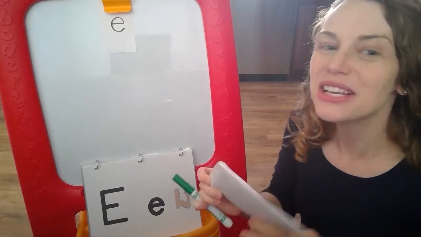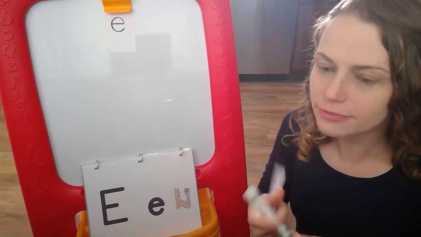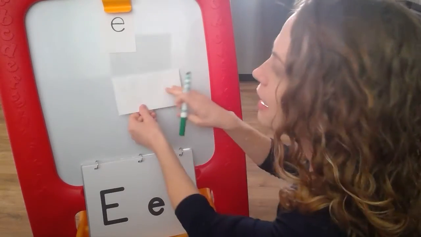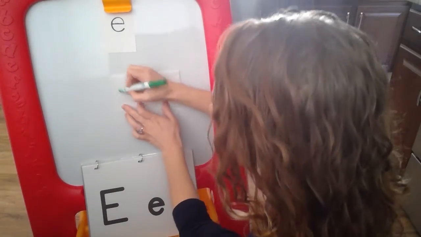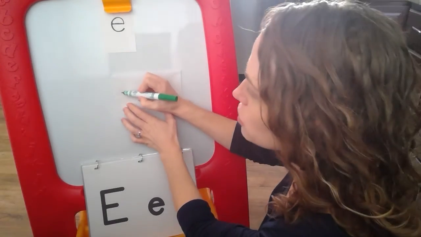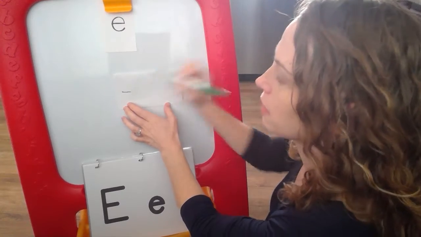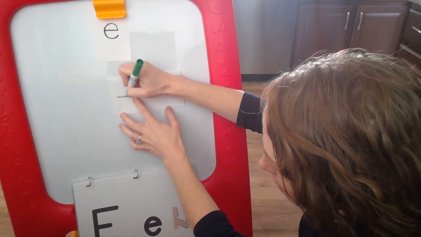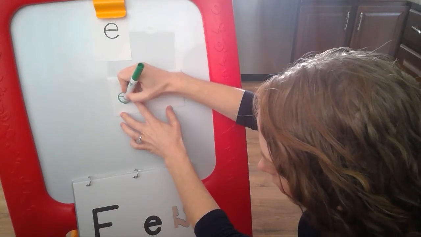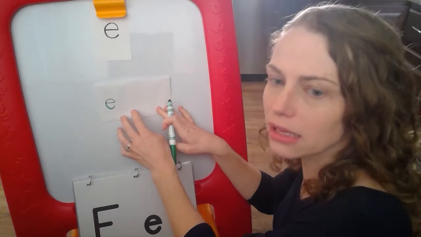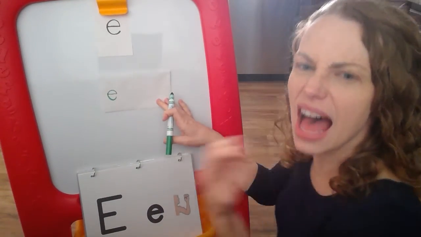Are you ready? So you'll grab a color. And to do my E, I'm going to start in the middle. Okay, and I'm going to go straight out like that. And then I'm going to go up and around. E, E, exercise. Eh, eh, eh.